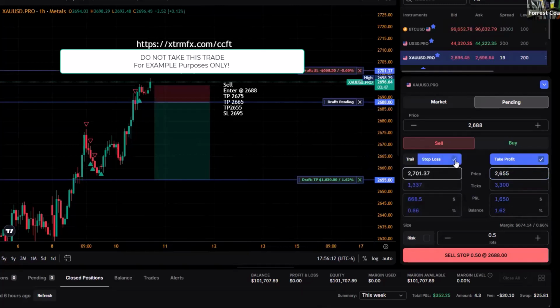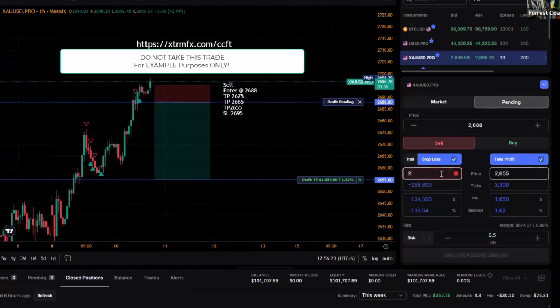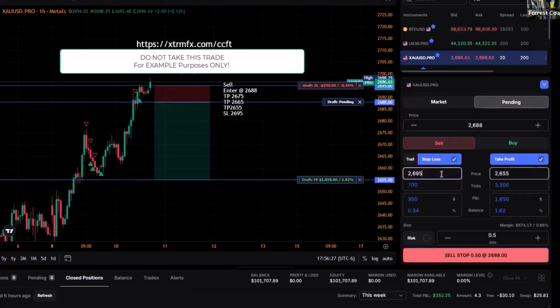Stop loss. Always put in a stop loss. I don't care what someone else tells you, put in a stop loss. My stop loss is right here. It is 26.95. And again, this was the trade I did. I was putting out. So what did I say? 26.95, right? So 26.95 is my stop loss.